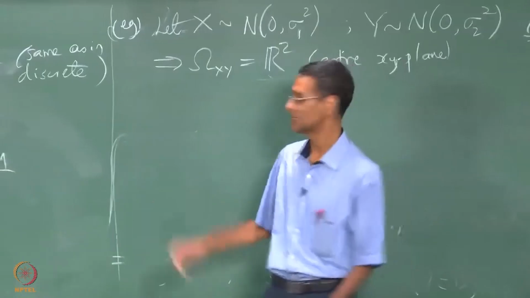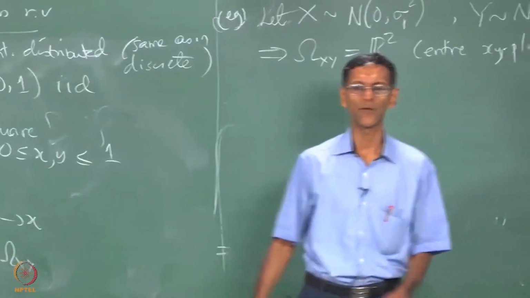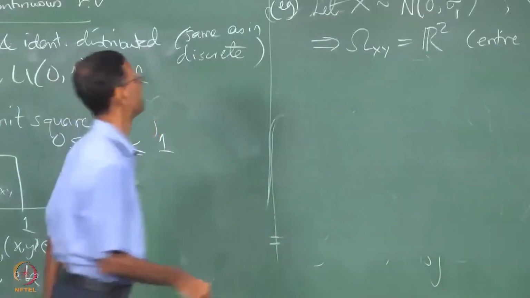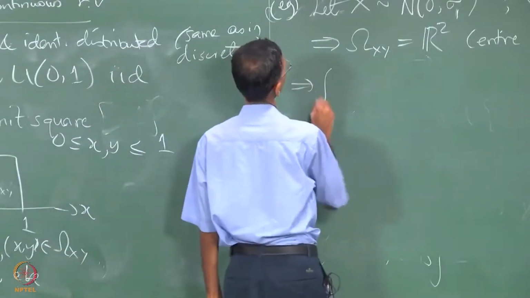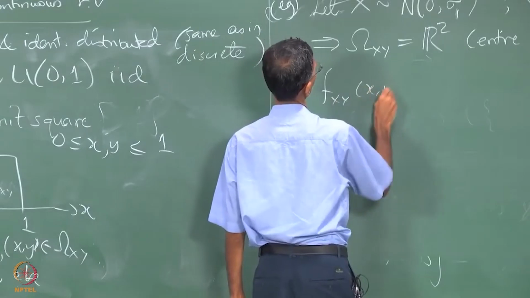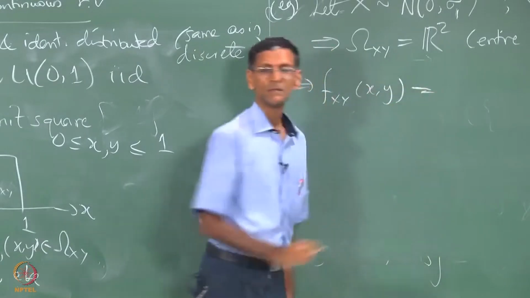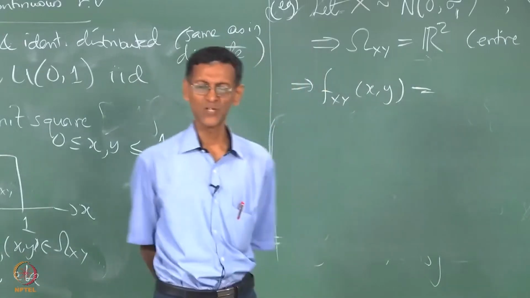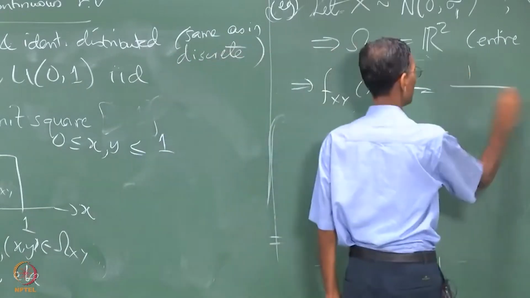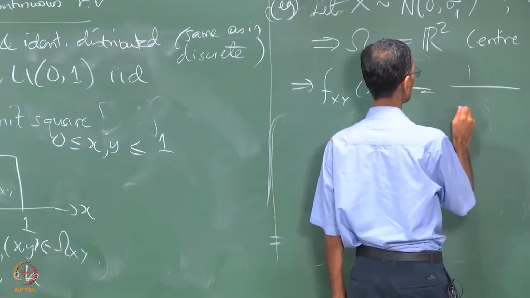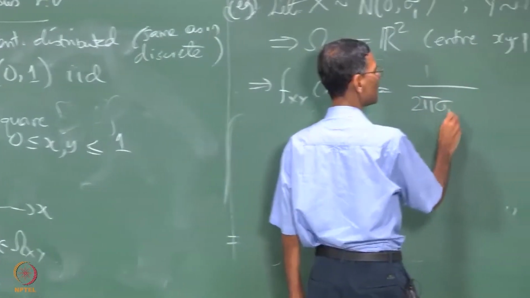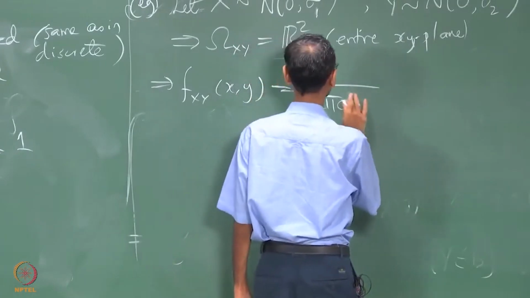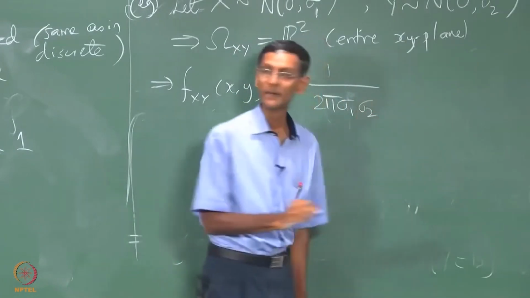The second part is in a way the easy part, which does not require any calculations. What about fxy? When you multiply the two Gaussians, what happens? Well, of course you get this 1 by the square root of 2 pi. So it will become 1 by sigma 1 sigma 2.